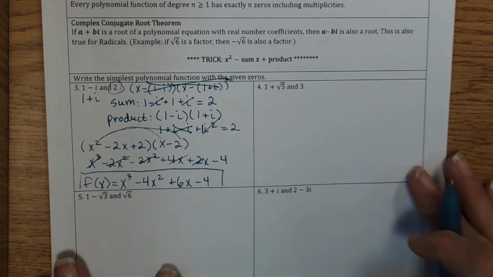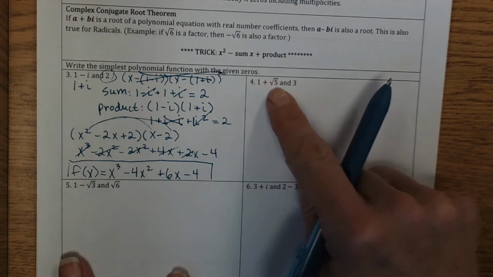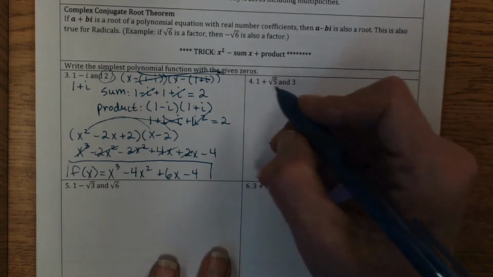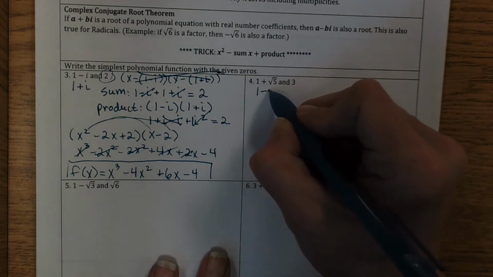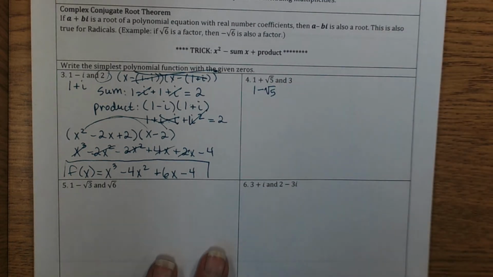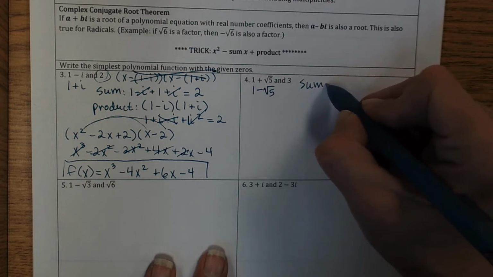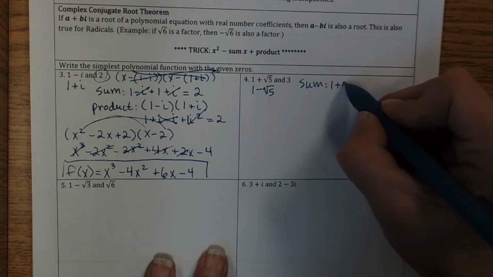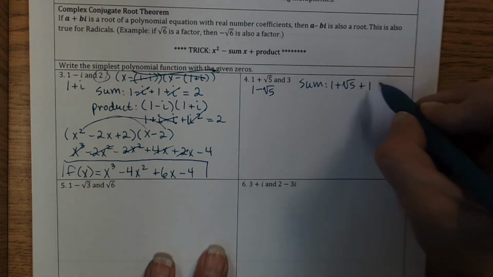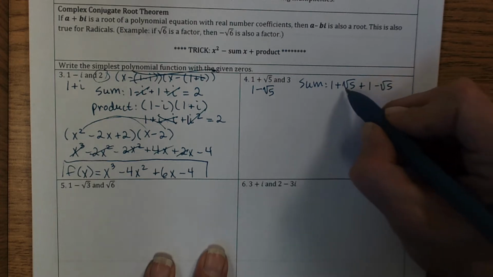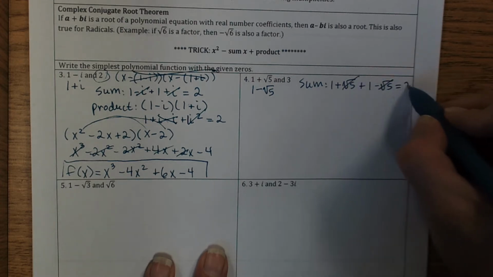All right, now our next one. So again, when I see that radical, then I know that I have the conjugate of it, 1 minus root 5. So again, I'm going to do the sum and product trick. So the sum of those two is 1 plus root 5 plus 1 minus root 5. Well, the root 5's just go away, and I get 2.